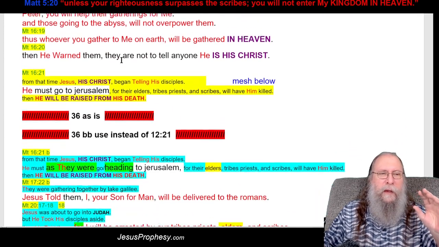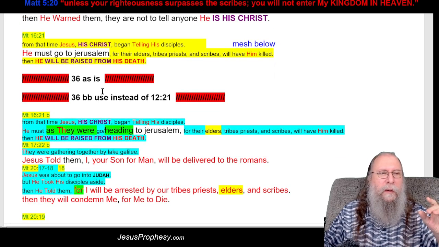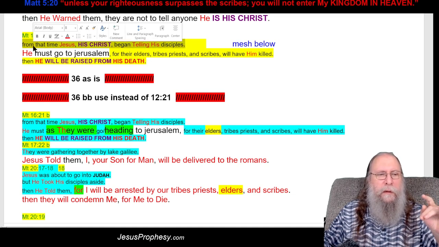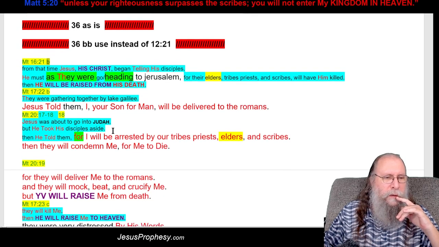And then when I'm looking at what I do need to mesh, it is these verses here below. And actually, this verse, I believe this, where is it? I've got it B here. So we'll see.